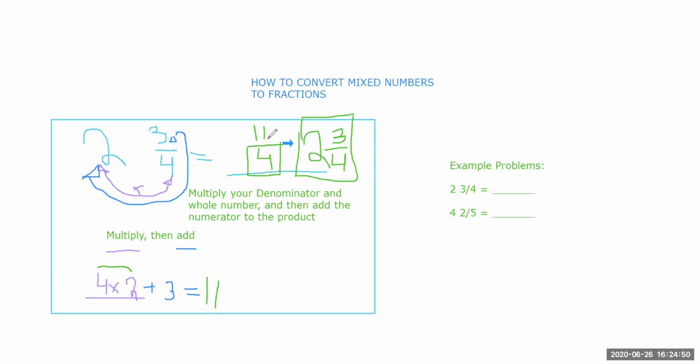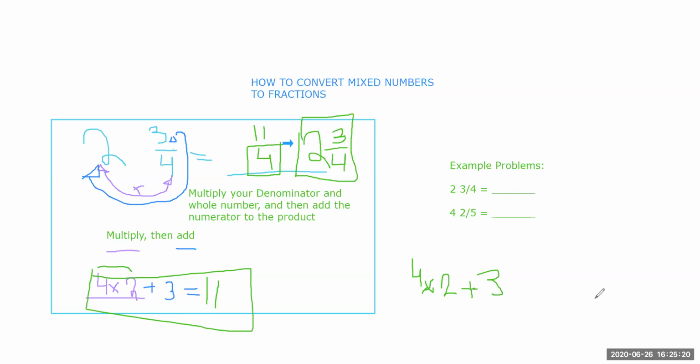And if you want to check if your answer is correct, all you have to do is just do four, like before, multiply then add. So you do 4 times 2 plus 3, which obviously equals the same thing, 11.